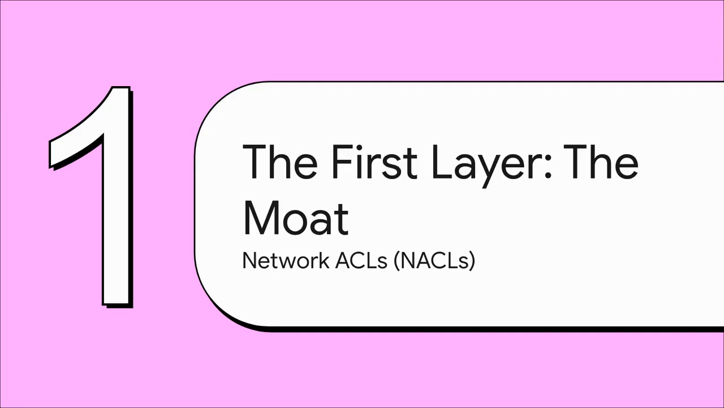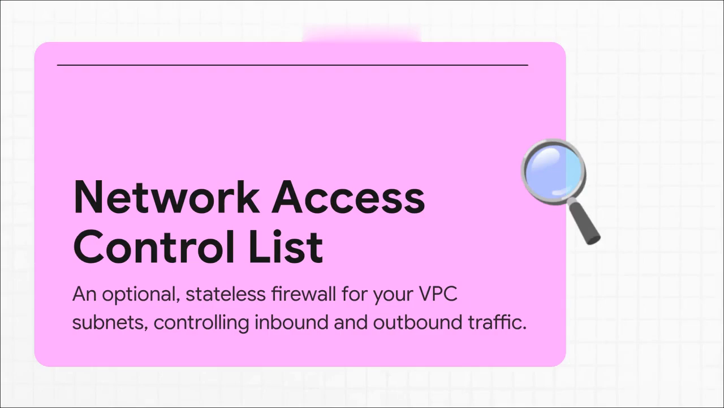Every great fortress has to start with a moat. And in AWS, our moat is the network ACL, or as you'll hear it, a NACL. This is our very first and our broadest line of defense. A network ACL basically works at the subnet level, kind of like a guard posted at the only bridge crossing that moat. It checks everything coming in and going out of an entire group of your resources.